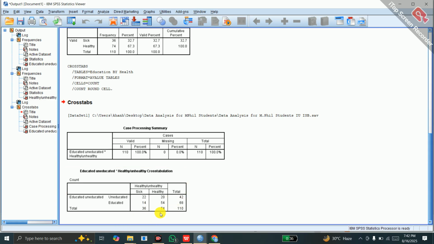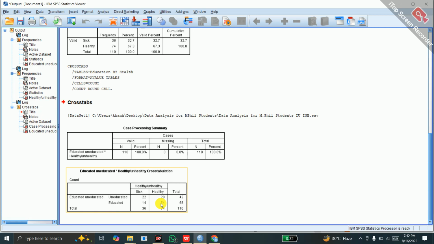It means that out of a total of 36 sick people, 22 are uneducated and 14 are educated, and out of 74 healthy students, 20 are uneducated and 54 are educated. Now a question arises: can we find an association between these two variables?